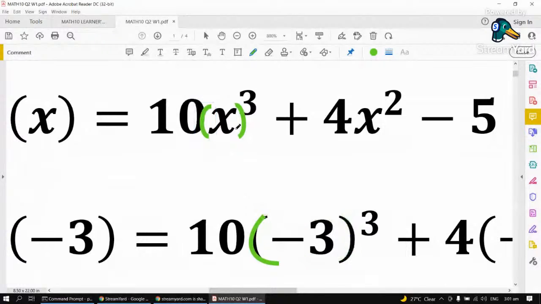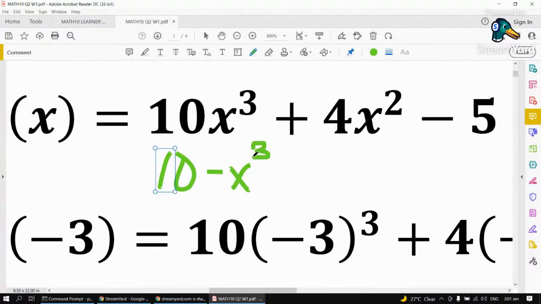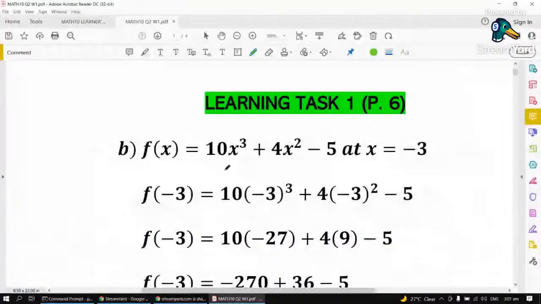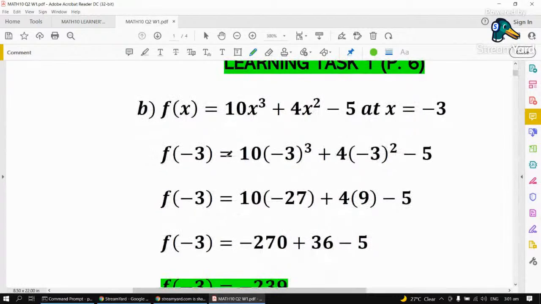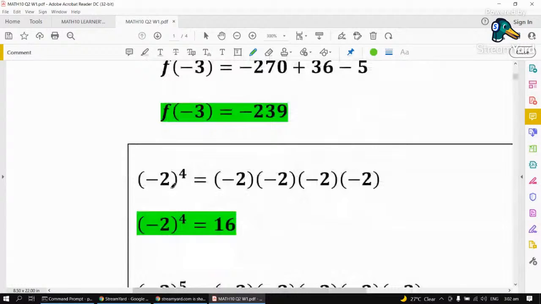Okay? So, pag di natin nilagyan ng parenthesis, so magmumukhang 10 minus x cubed. Parang ganyan ang mangyayari. No? So, lalagyan natin ng parenthesis para ibig sabihin, itong negative x cubed ay i-multiply natin sa 10. Okay, so anong mangyayari sa negative 3 cube? So, pansamantalang iwanan muna natin itong second line and i-discuss natin itong mga exponent.